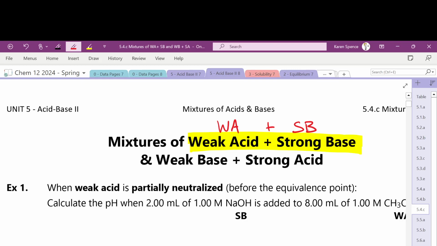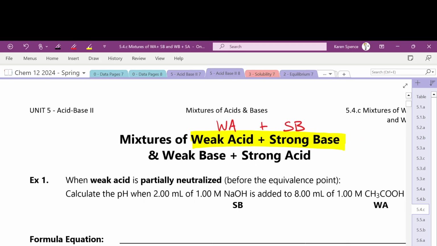We're not going to be dealing with the other case, the weak base and the strong acid. There is no point in doing a weak combo because the math gets very, very complicated, okay? So we're never going to do weak plus weak, what's the pH? We're not going to do that to you because it's too cruel, okay? But we can mix a weak acid and a strong base.